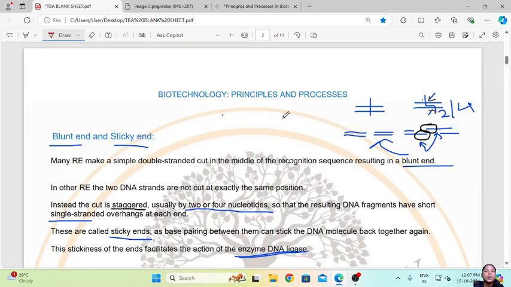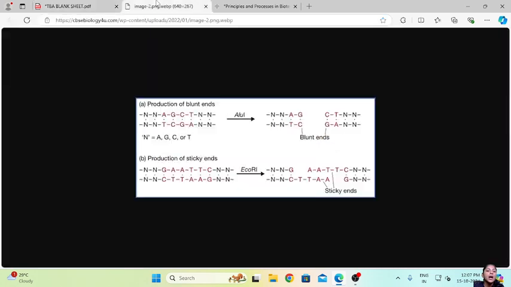Then also talking about this sticky end and blunt end, how they are formed. So let us see the production of a blunt end. This is a DNA fragment and this is the restriction enzyme used, which will simply cut the DNA in the middle and form two blunt ends. Then production of sticky ends. This is the DNA strand and here we have taken the E. coli restriction enzyme, and here as we can see this will form the sticky ends as it will cut the DNA fragments at two different positions.